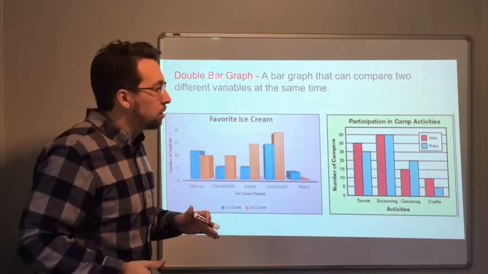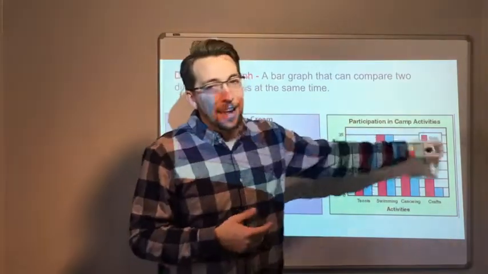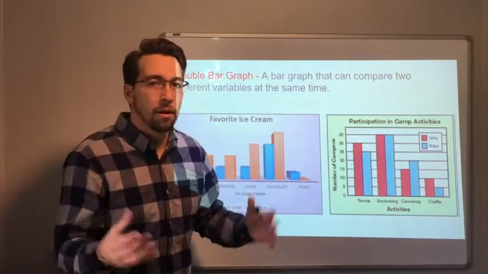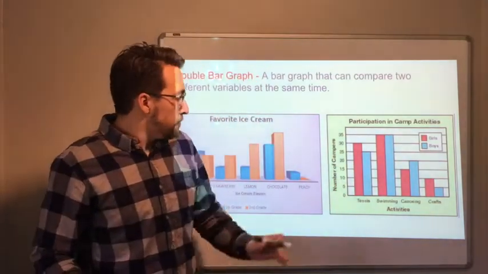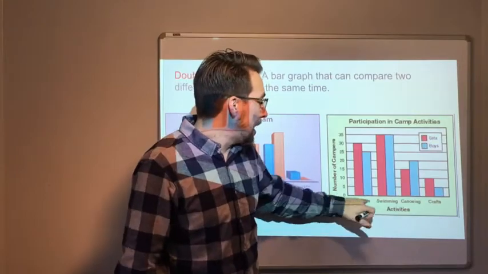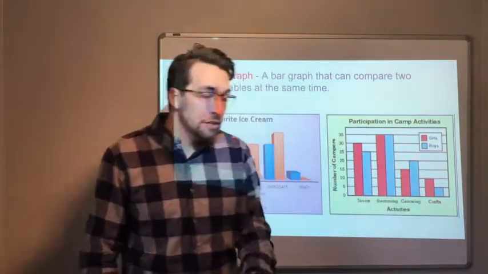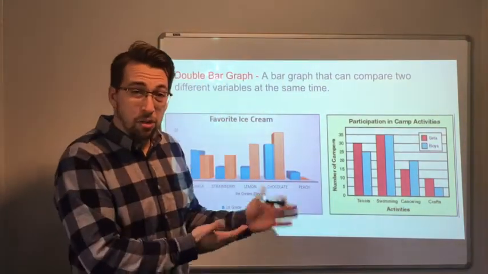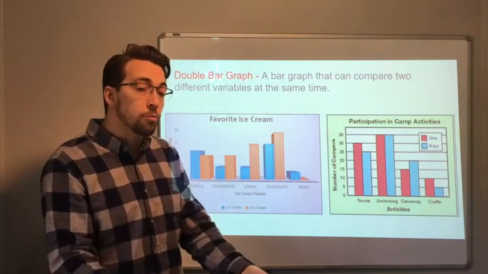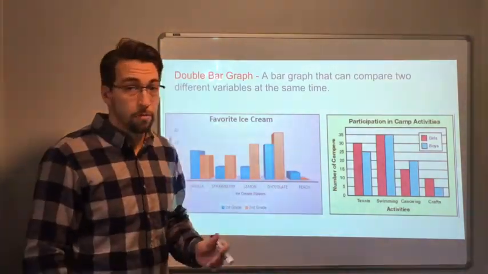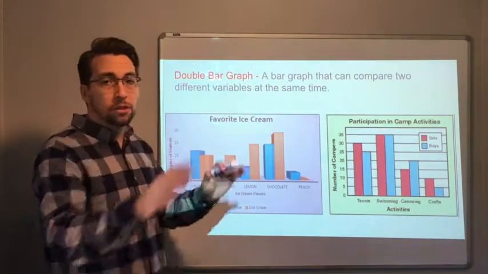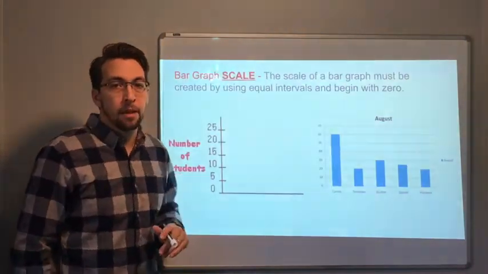That's really cool. Okay, participants in camp activities. All right, so you go to a camp and you have blue for boys and then red for girls. Their favorite activities: tennis, swimming, canoeing, crafts. That's awesome, right? You can compare 2 different groups who are voting on the same questions, the same polls. So bar graphs, again, all of these graphs help you visualize.